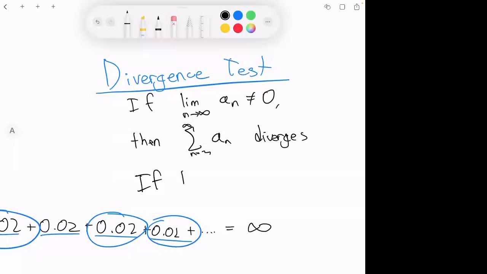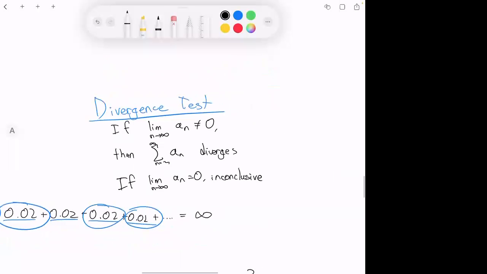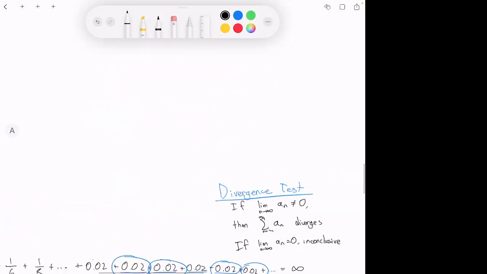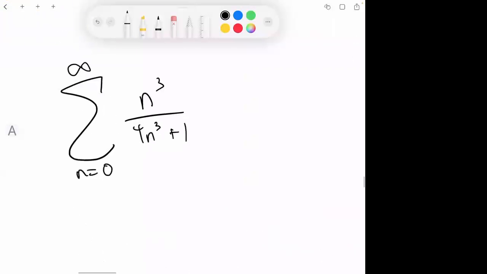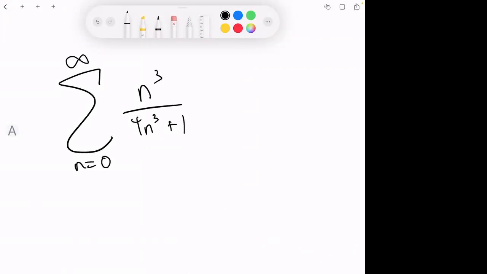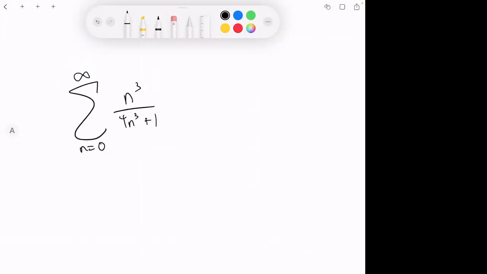Now, if the limit is 0, then as you have seen, it depends. So we say the test is inconclusive in this case. The divergence test is simply the fact that if you add together a bunch of things which are not approaching 0, then they definitely add up to infinity. So a quick test that you can do on any series is check to make sure that the terms actually approach 0, to see if it even has a shot of converging.